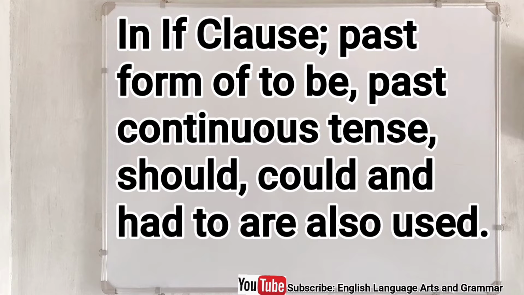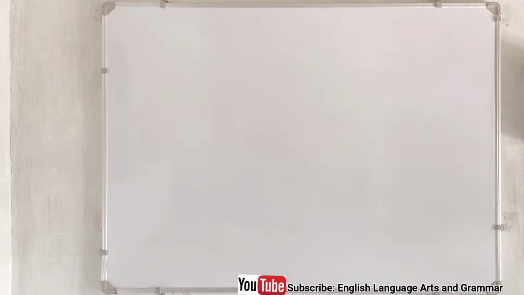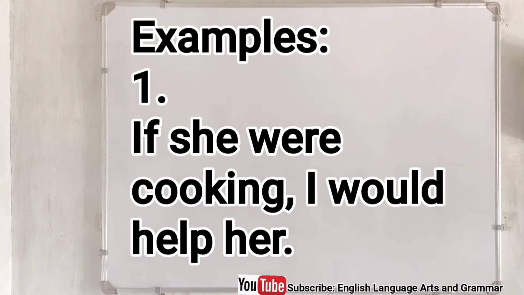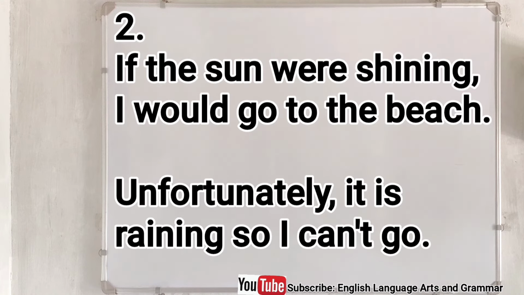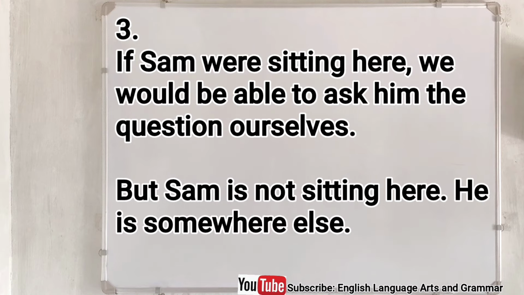In the if clause, the past form of to be, past continuous tense, should, could, and had to are also used. Here are some examples. Example 1. If she were cooking, I would help her. Example 2. If the sun were shining, I would go to the beach. Example 3. If Sam were sitting here, we would be able to ask him the question ourselves.